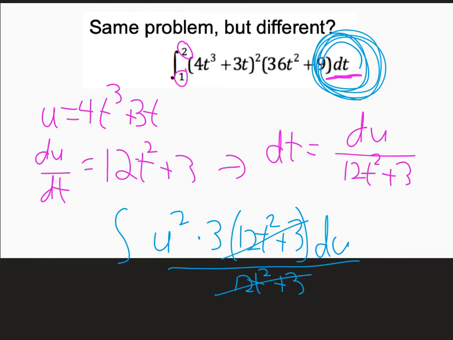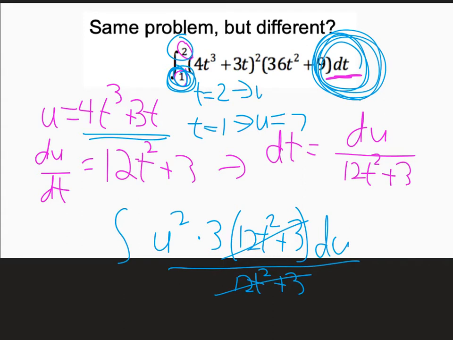So let's go ahead and say this is when t equals 1 and when t equals 2. That's what this is saying, from t equals 1 to t equals 2. Well, if t is 1, what is u? Think here. That's 4 plus 3, so that's 7. If t is 2, then u is 8 times 4, which is 32, plus 3 times 2, which is 6, so 38.